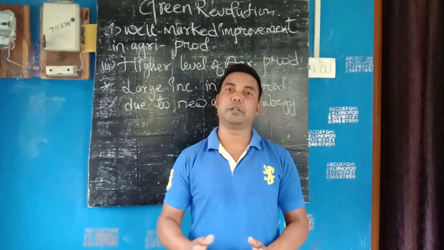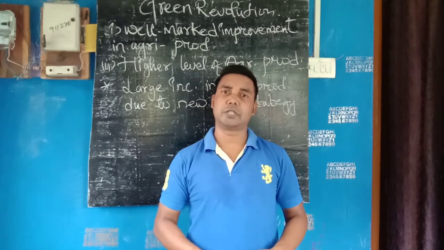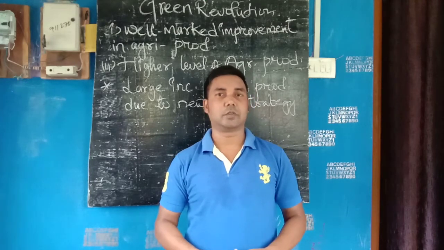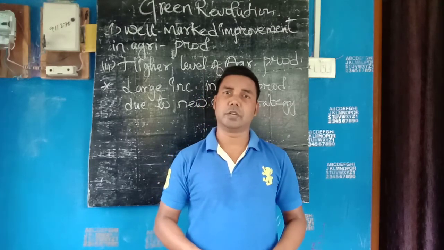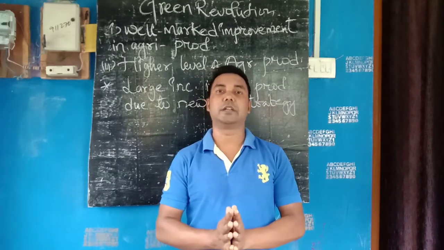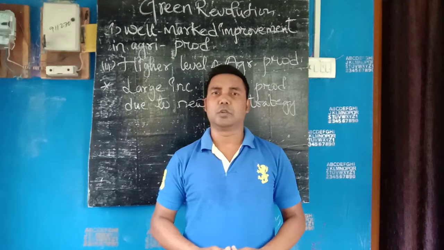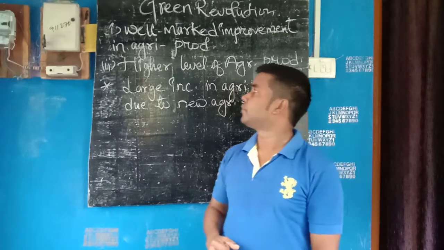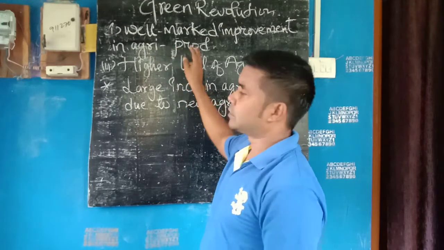If the farmers are implementing all these scientific techniques, all the agriculture pesticides instead of what they were using earlier on the field, instead of farm seed, if they are using HYV seeds, high yielding variety seeds, then the production of the agriculture will be much higher. So thus the 2 points which describe the green revolution, which I have mentioned on the board, let us see. So see here, well marked improvement in agriculture production.